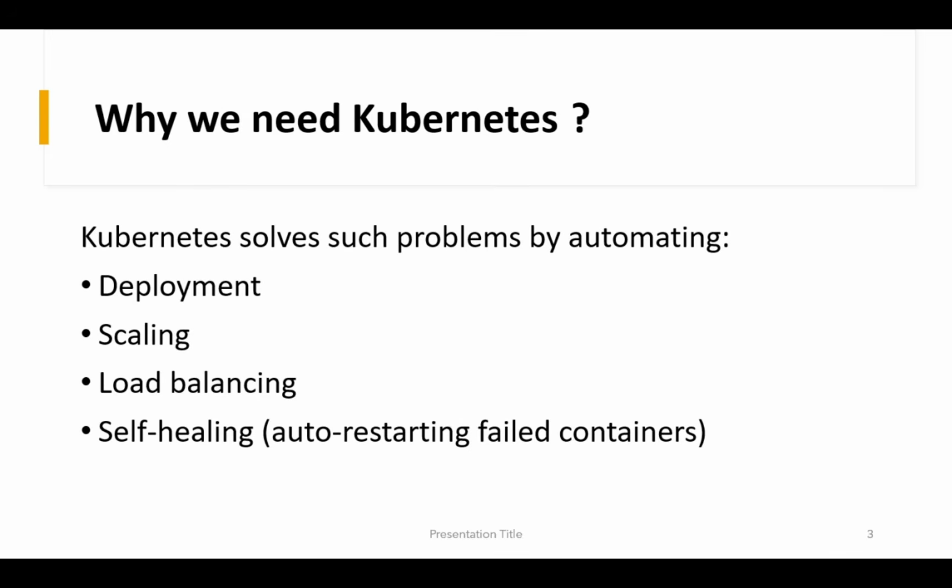Why do we need Kubernetes? Let's say you build a website and put it in a Docker container. So what if traffic increases, right? One container crashes, or you need to update your app without downtime. Kubernetes helps you handle all that automatically. So it solves the problem by automating deployment, scaling, load balancing, and the self-healing process.